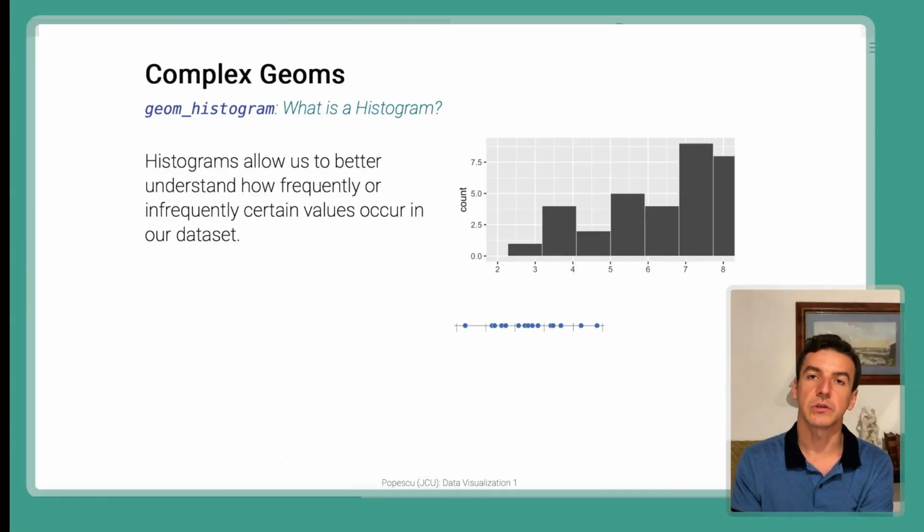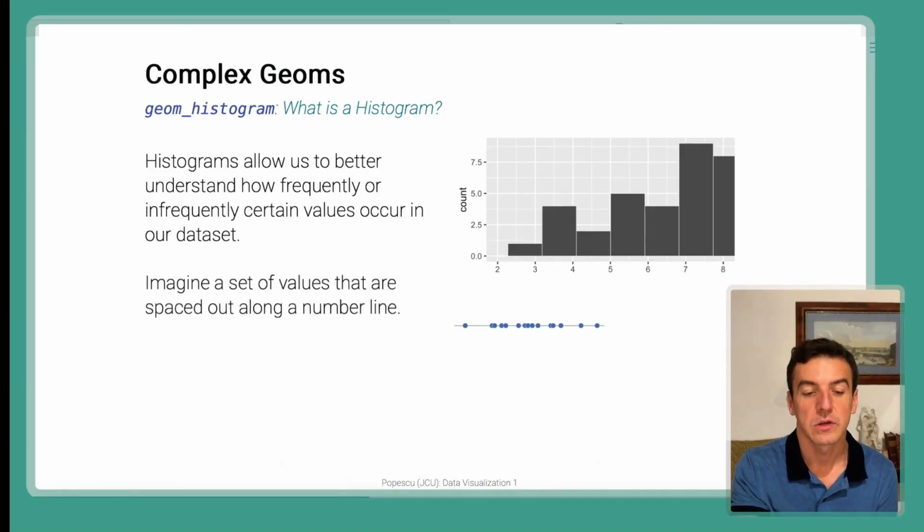Okay, this takes us to the second important complex geom in ggplot, which is histogram, geom_histogram. So histograms allow us to better understand how frequently and how infrequently values occur in our data set. So this is here on the right what a histogram looks like. So imagine that first of all, we have a set of values that are spaced out along a number line, as you can see in this moving graph.